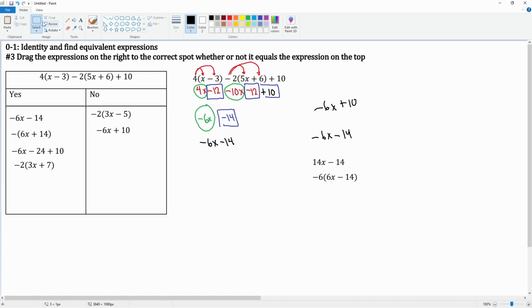14x minus 14, that is not equivalent. And then -6 times 6x is -36, so that's not even equivalent. So there you go. Everything in the yes are all the equivalent expressions. What's in the no are the ones that are not equivalent expressions.